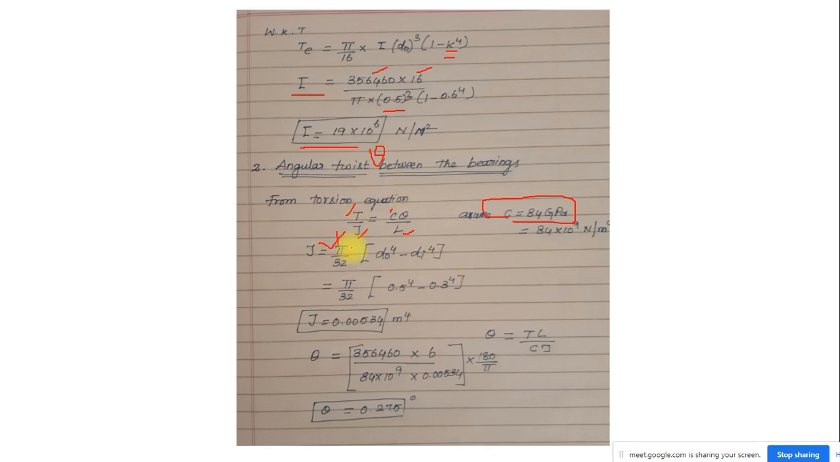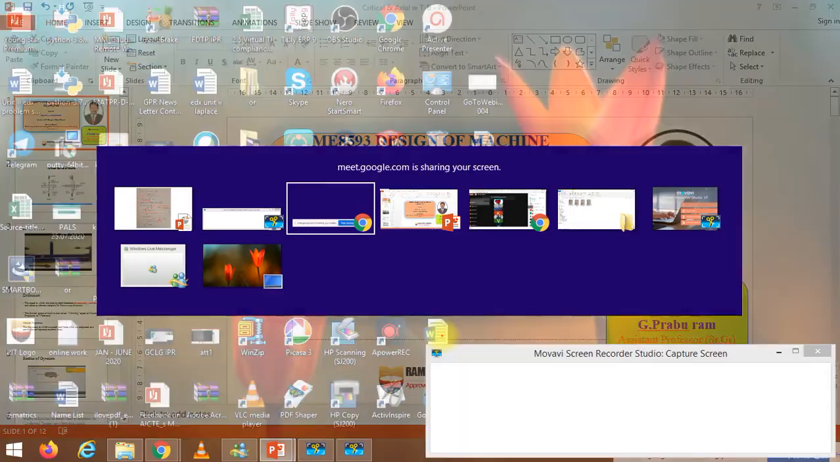So now I know the T value. Using this formula I can find out J value. J is nothing but pi by 32 into d naught power 4 minus di power 4. And now I know C value, I know L value, so directly I can find out the theta value. Theta value will be in radians. To convert radians into degrees, I am multiplying with 180 divided by pi. I am getting theta equal to 0.275 degree. So now, as per the given problem, I have identified the maximum shear stress and the angle of twist between the bearings. If you have any doubt, you can ask.